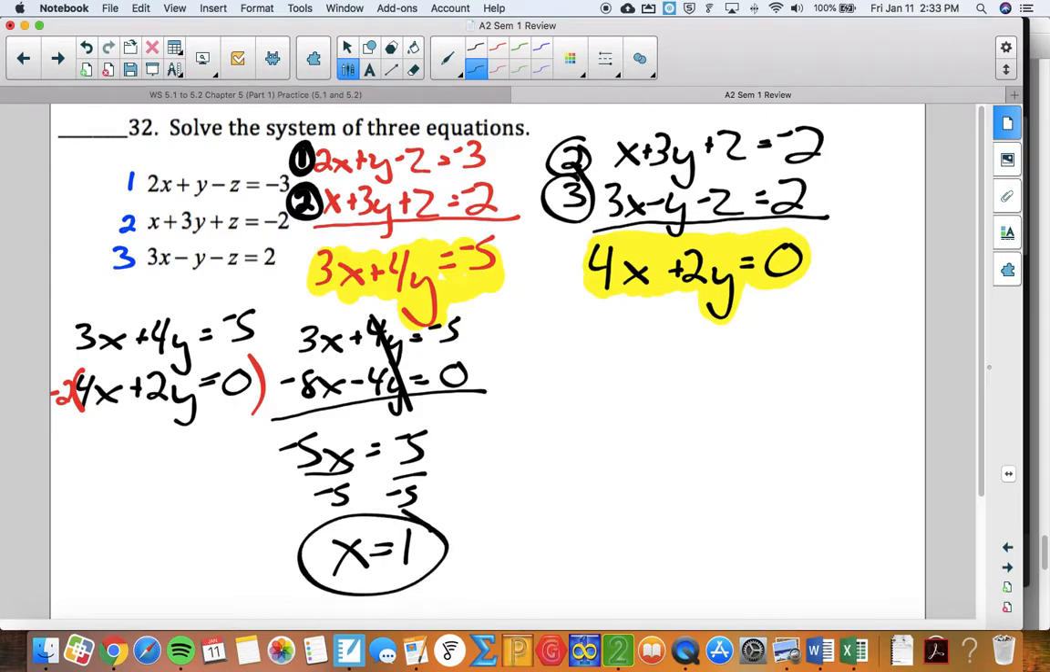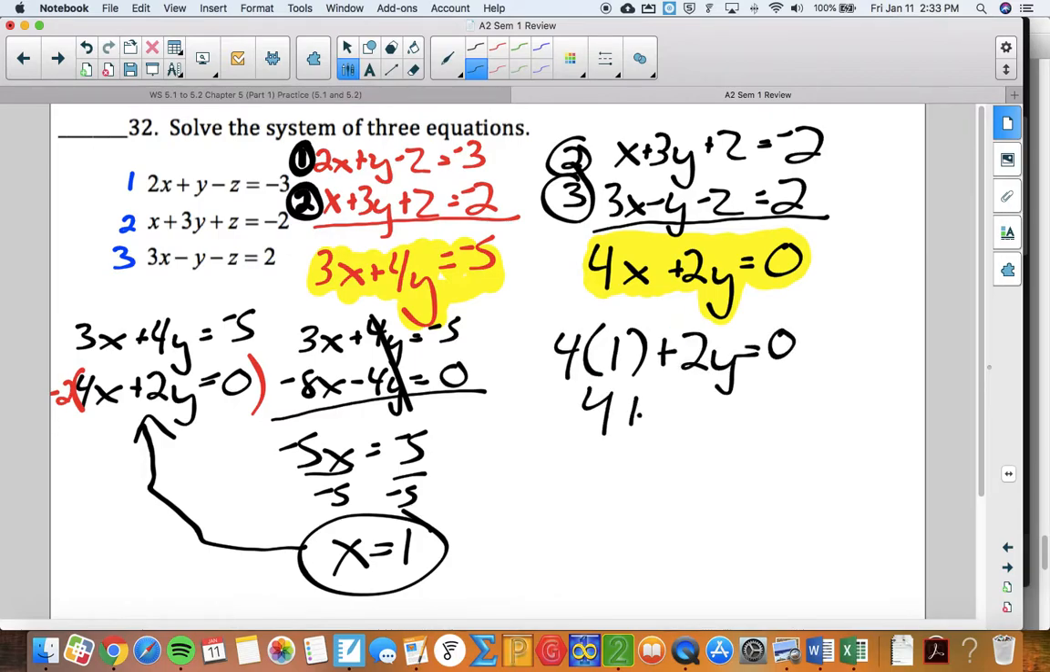Well, I can go back to one of these two original equations. If I know that x is 1, the only other variable in there is y, so I can figure out what y is. I'm going to use the bottom one: 4 times 1 plus 2 times y equals 0. So I get 4 plus 2y equals 0. So I get 2y equals -4, so I know that y equals -2.